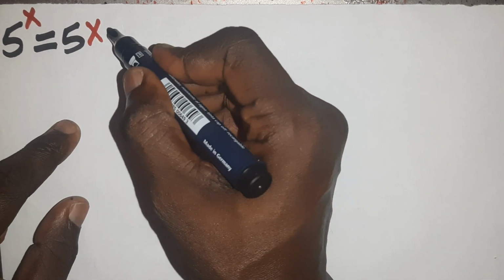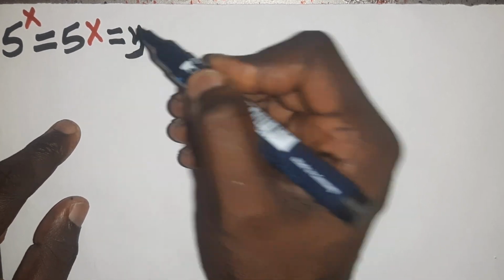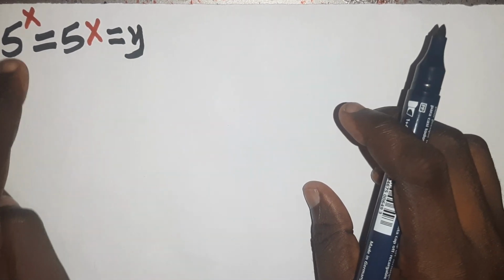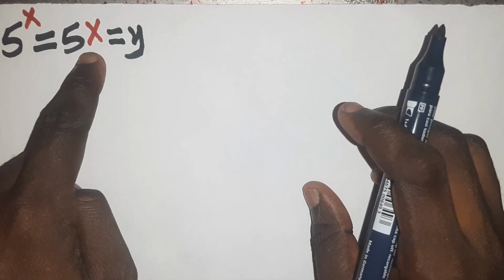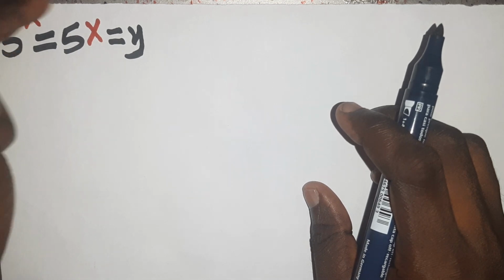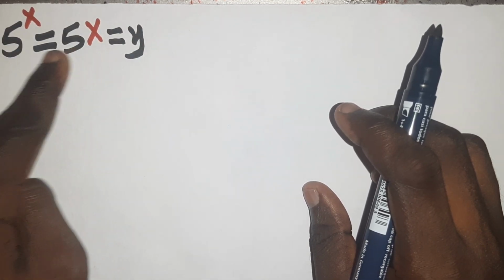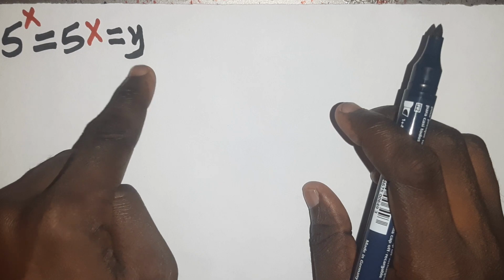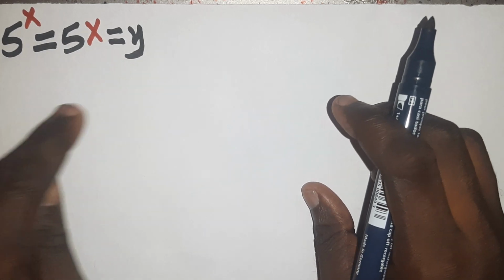So you say 5x equals y. And of course, we know that if 5 raised by x equals 5x and 5x equals y, it also means that 5 raised by x is also equal to y, since they are both equal to the same value, and the value here now is y. So we are going to create two equations now.